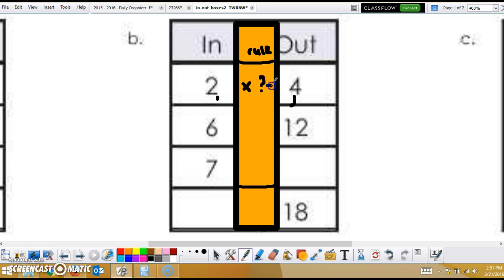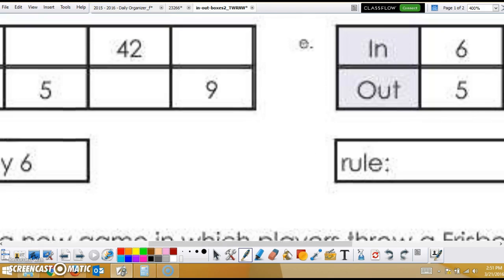Multiply question mark gets me 4. I take what I know and I do the opposite. 4 divided by 2 gets me 2. So it's still 2, but in this case, you're multiplying. And does it work? This time it does. 6 times 2 gets me 12. The rule is multiply by 2. Apply it to every single equation in your input box. Even when you have the output, you just need to fill in a variable here and solve by using 18 and 2. Do the same for the other inputs and output boxes.